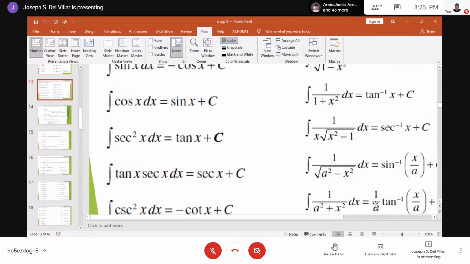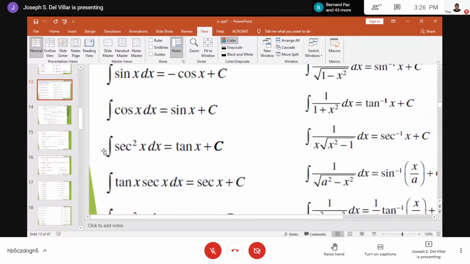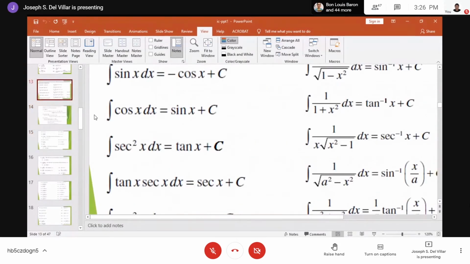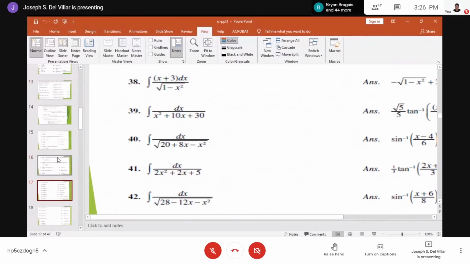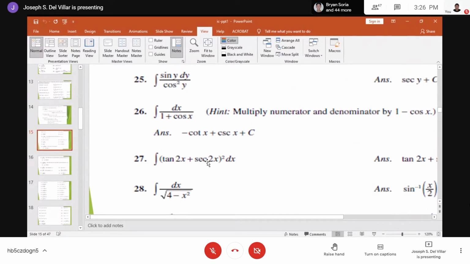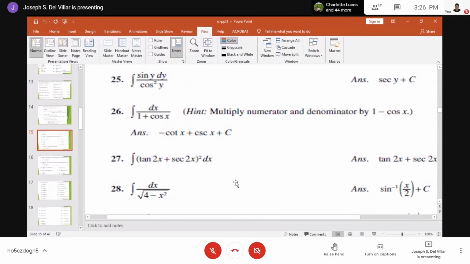Sir, try ko po, sir. So alin ang gagamitin niyo? Trigonometric identities po, sir. Ito yung mga formula. So what will you do here? Expand, sir, yung squared y.